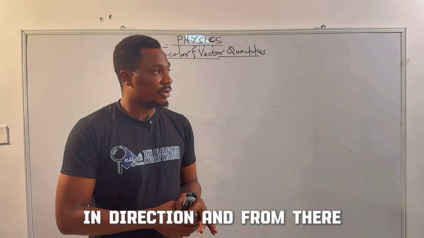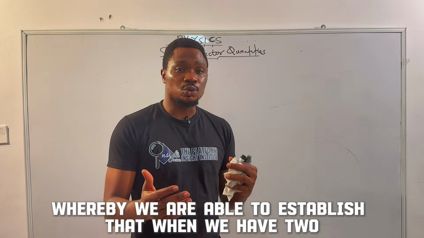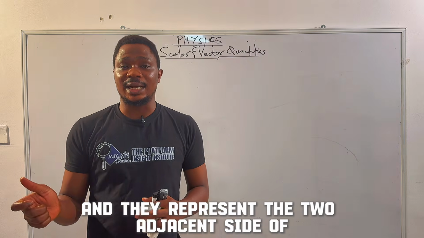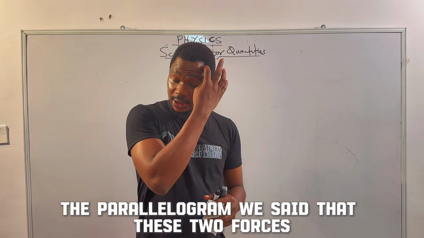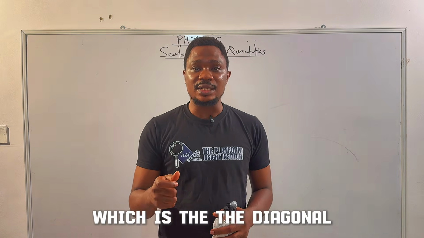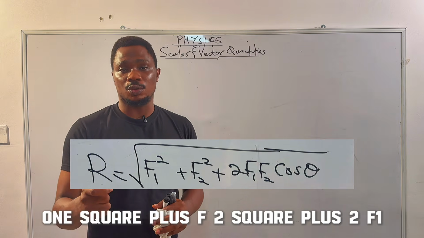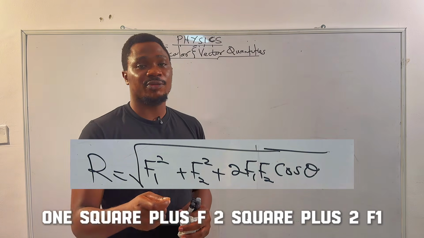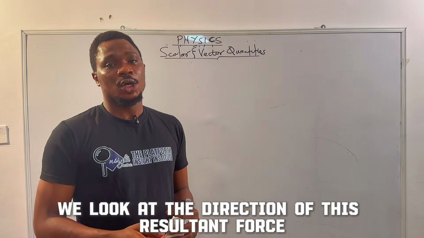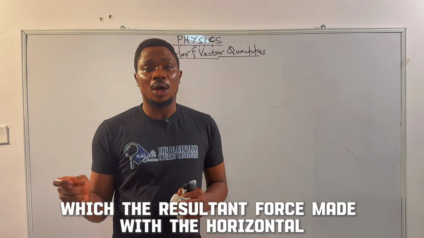In direction. And from there, we looked at the parallelogram law of vectors, whereby we established that when we have two forces at a particular angle to each other, representing the two adjacent sides of a parallelogram, their resultant is the line drawn from their common point, which is the diagonal. We say that the magnitude of this resultant is the square root of F1 squared plus F2 squared plus 2F1F2 cos theta. Then we looked at the direction of this resultant force. We say the direction of the resultant force is the direction which the resultant force makes with the horizontal.